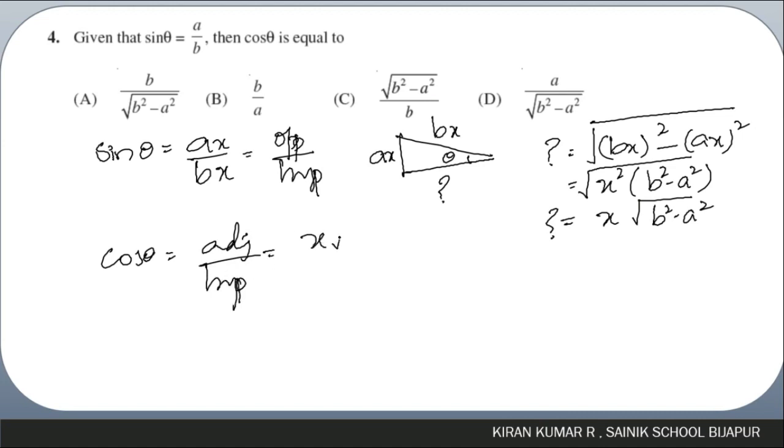Adjacent side we have found as x times root of b square minus a square divided by x times b. X gets cancelled. We will be getting option C as the right answer.